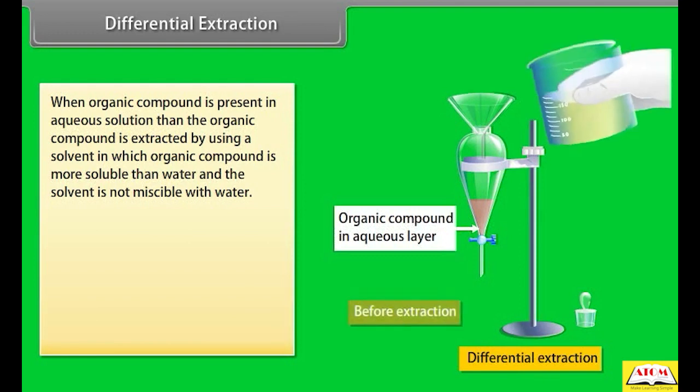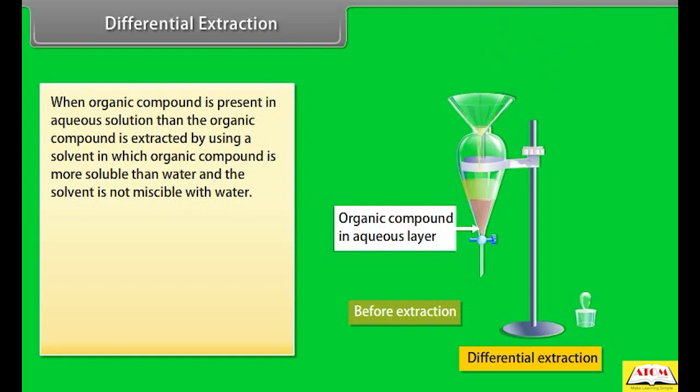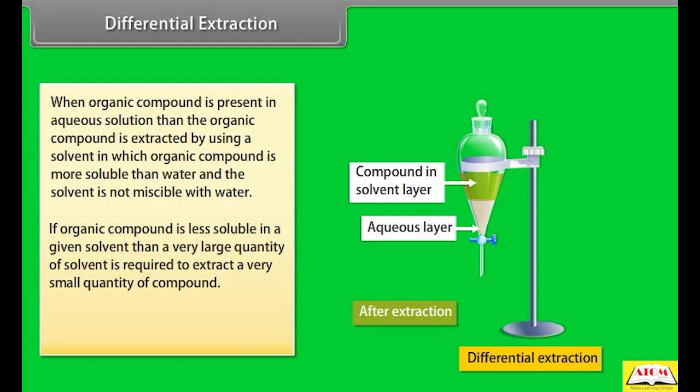Differential extraction. When an organic compound is present in aqueous solution, the organic compound is extracted by using a solvent in which the organic compound is more soluble than in water and the solvent is not miscible with water. If the organic compound is less soluble in a given solvent, then a very large quantity of solvent is required to extract a very small quantity of the compound. This technique is known as continuous extraction.